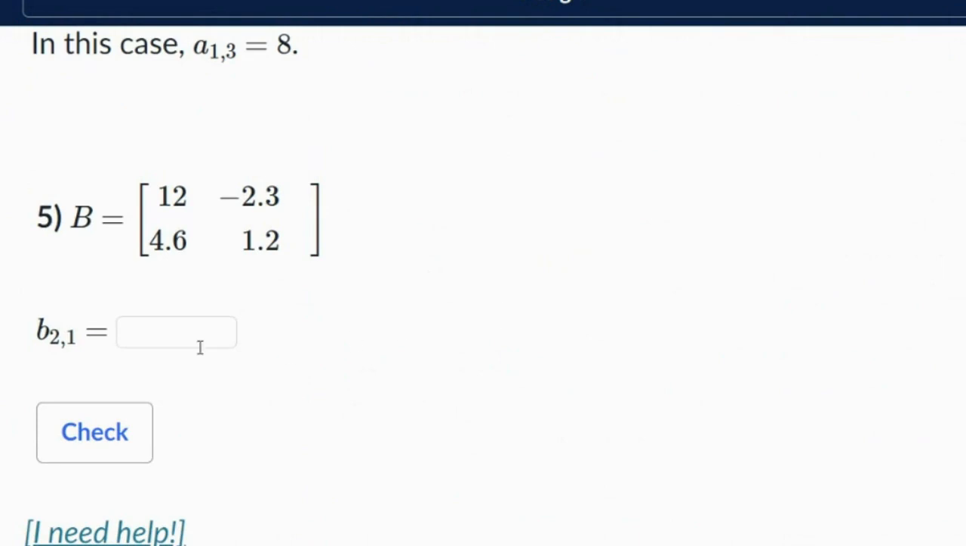All right, let's look at this. B21. Joy says 4.6. 2, 1, second row. Jonathan got 2-2 there. He jumped quickly. Second row, first column: 4.6. Yep, little green check mark.